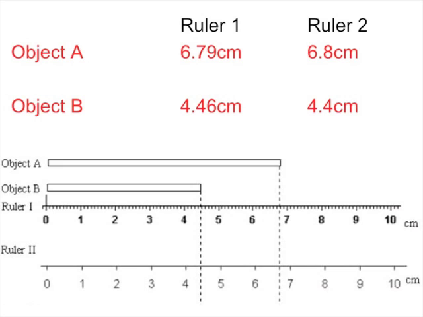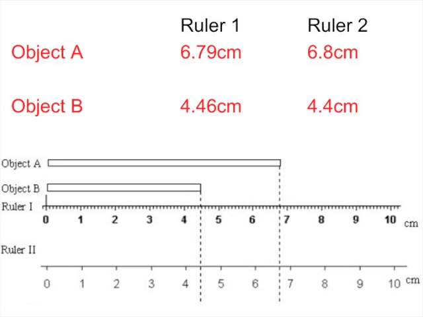All right, this is what I got. Using object A and ruler 1, I got 6.79 centimeters. It gives me the almost 6.8. I'm estimating that last digit to 9. If I use ruler 2, I'm estimating between the 6 and 7. It looks about 6.8 centimeters.